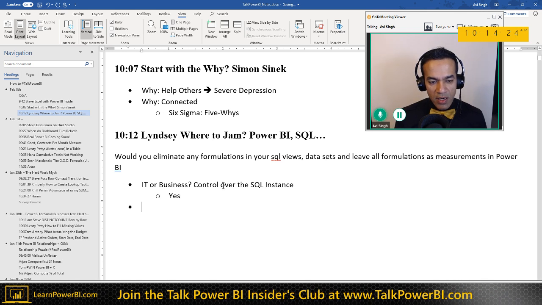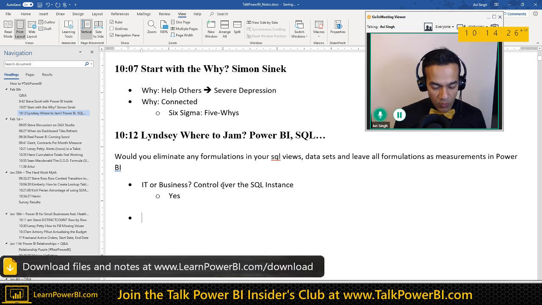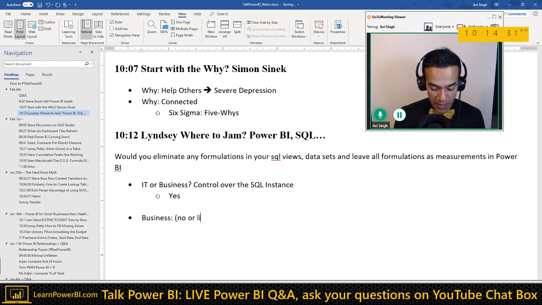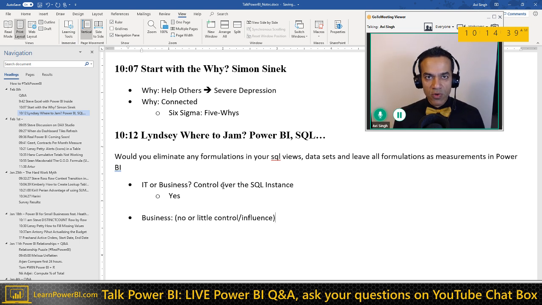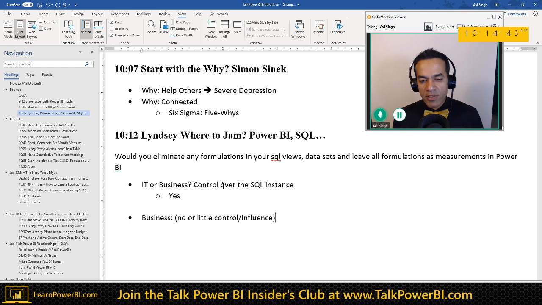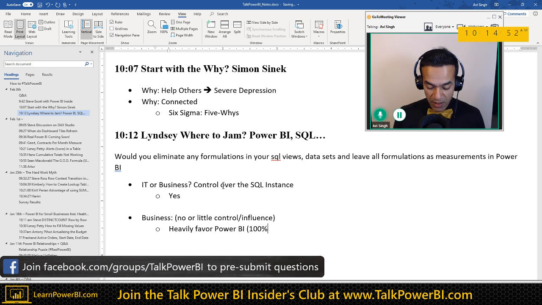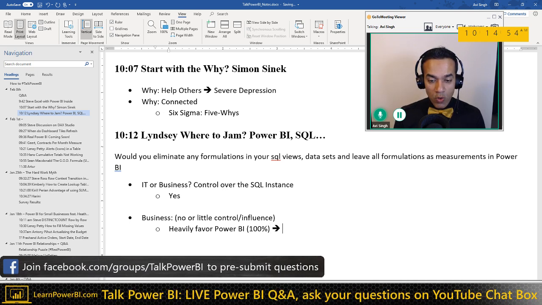So let's simplify the scenario. What if she was more on the business side and had little or no control or influence? Even when I was on the business side, I could request my SQL team to create a view, but it would take time, and they'd have to prioritize and all that sort of stuff. So in this case, I would heavily favor Power BI, near 100%, because it gave me total control.